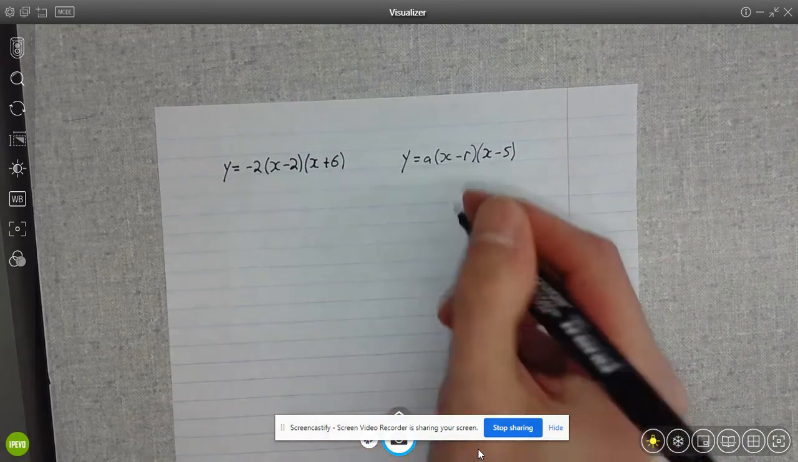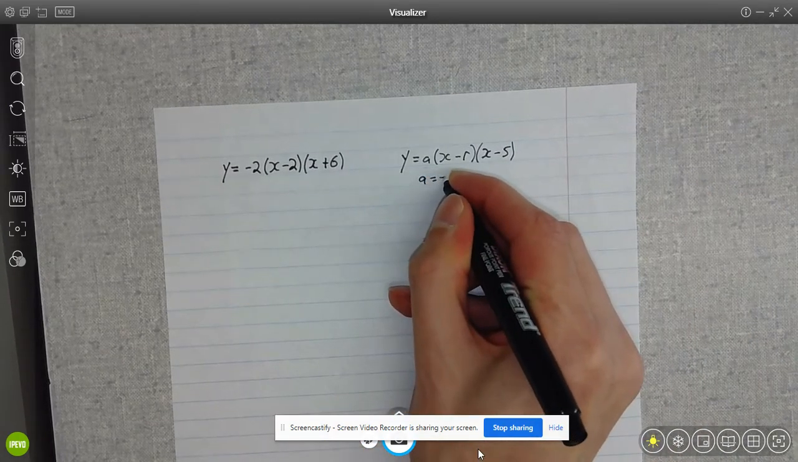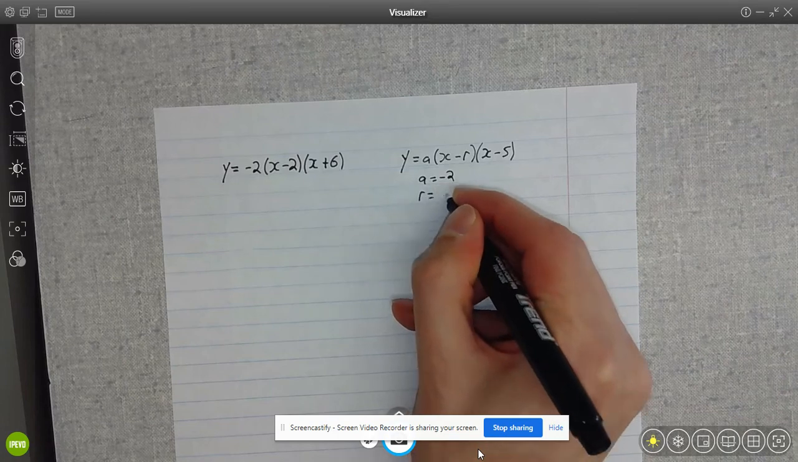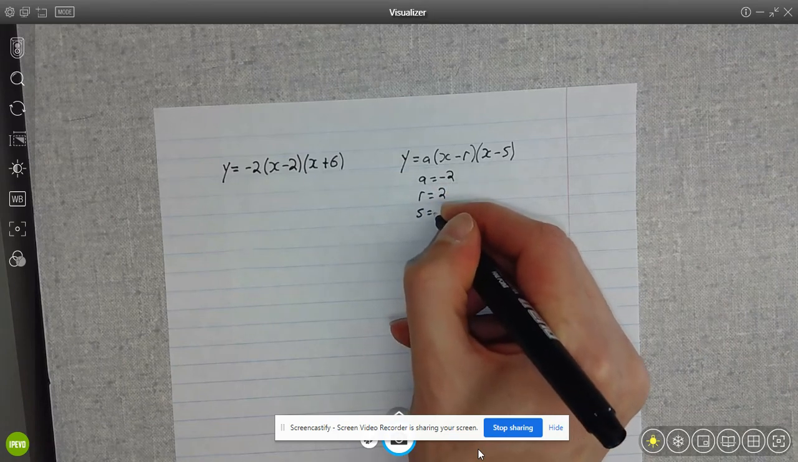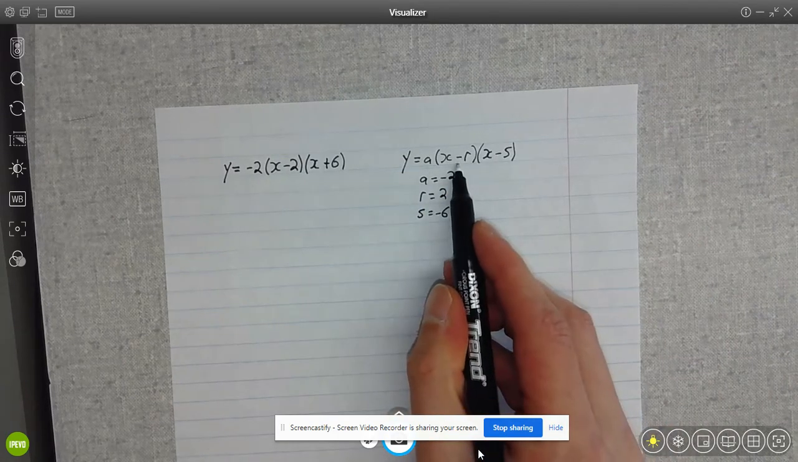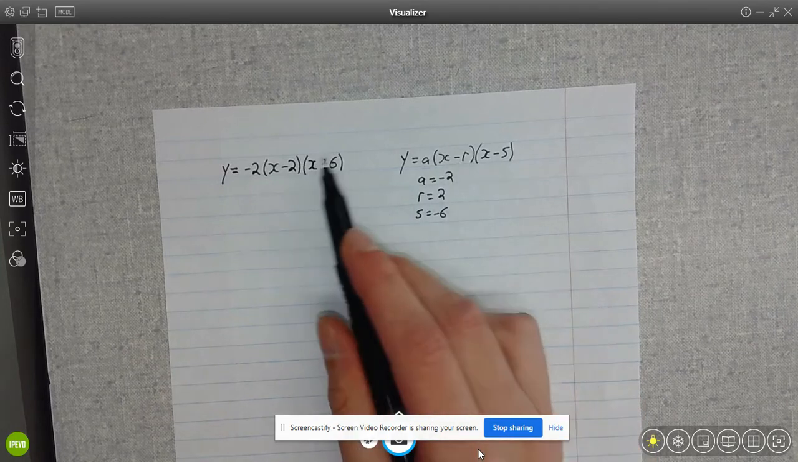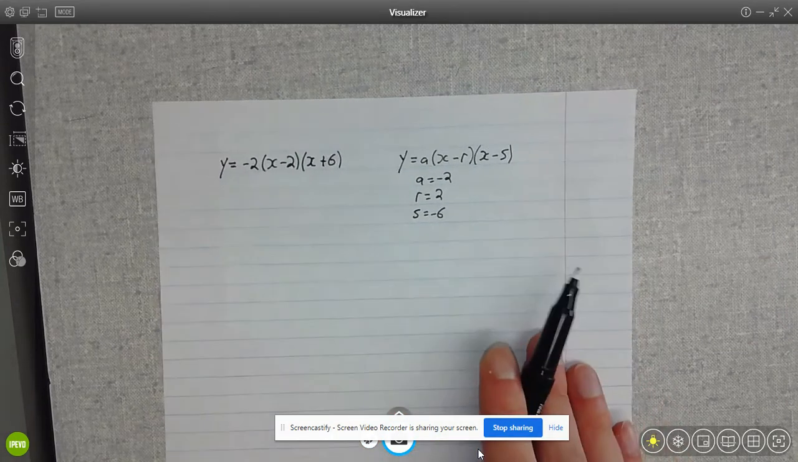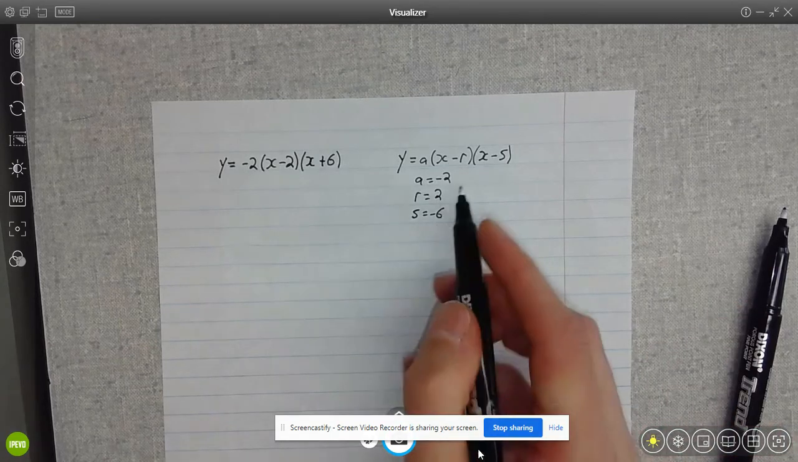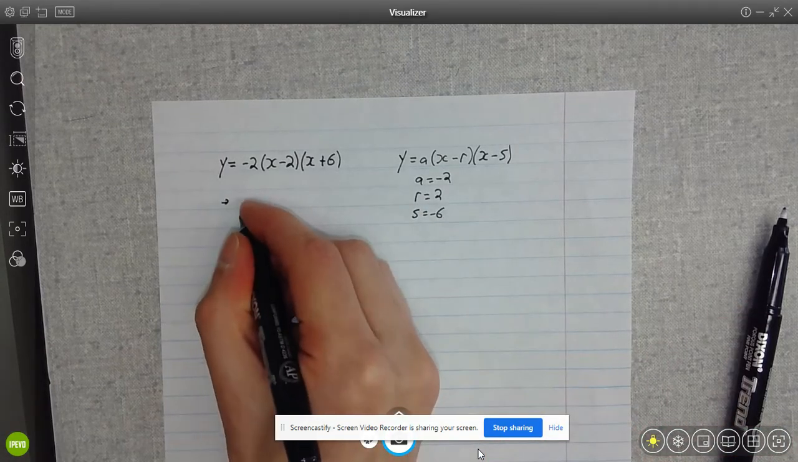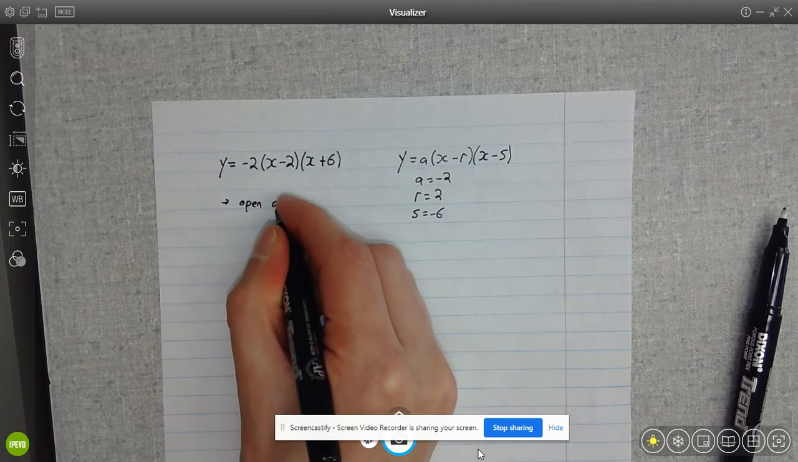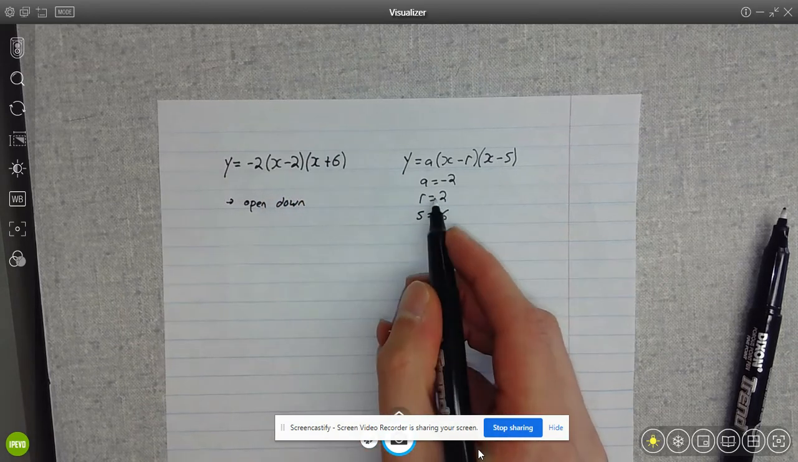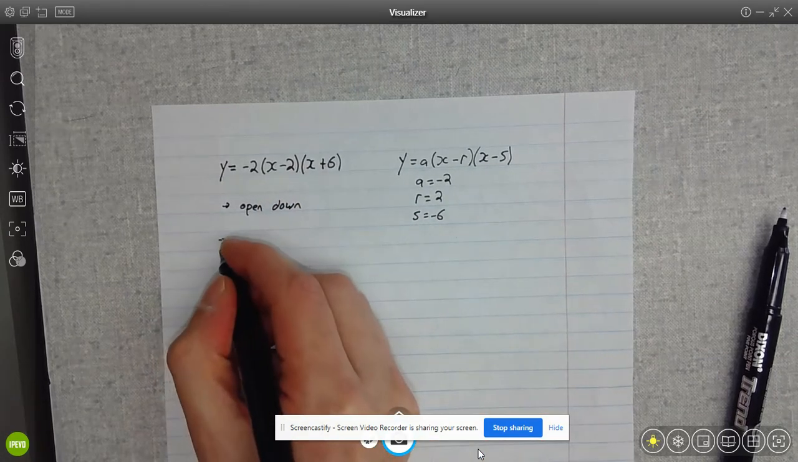So in this example, I have an a value of -2. I have an r value of +2 and an s value of -6. Remember, the fact that it's x minus r, x minus s means I just need to flip these signs. -2 is +2, and so on. So first of all, the a value is negative, so we know that this parabola is going to open down. And the r and s values are giving us our two x-intercepts.